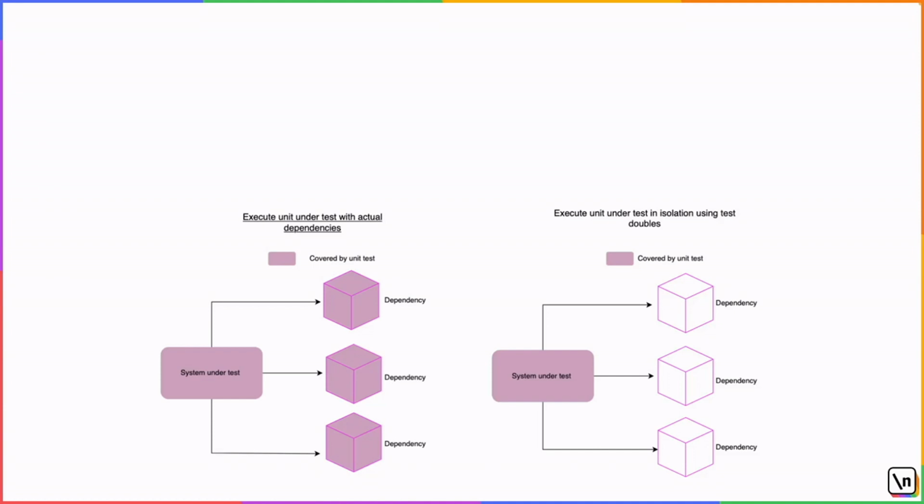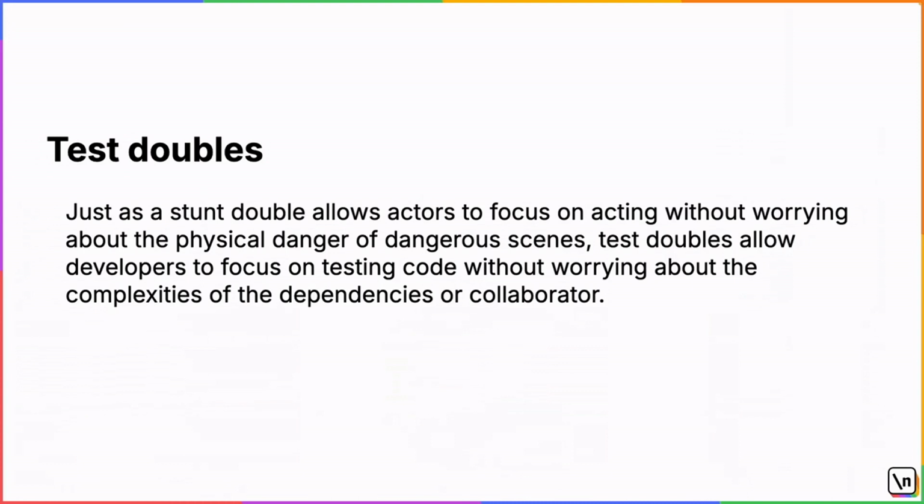On the right, we use test doubles to replace the dependencies. You may ask, what are test doubles? A simple analogy to understand what test doubles are: just as a stunt double ensures the safety of our actor while filming a dangerous scene, test doubles are replacements for our dependencies or collaborators. Test doubles are simplified versions that mimic the essential behavior of the real helpers or dependencies, but are much faster and easier to set up.